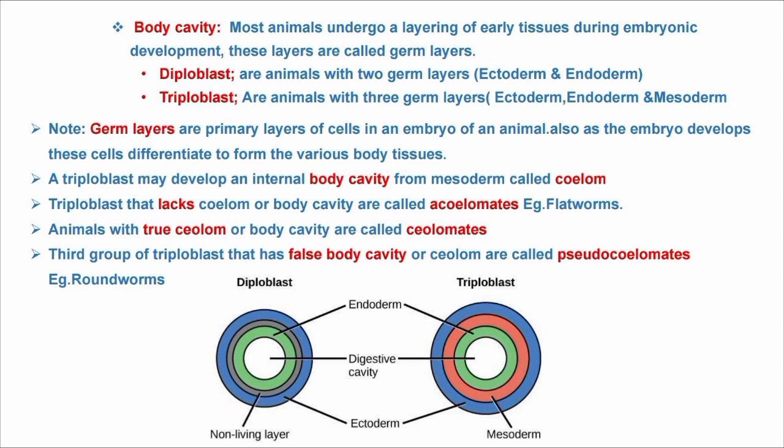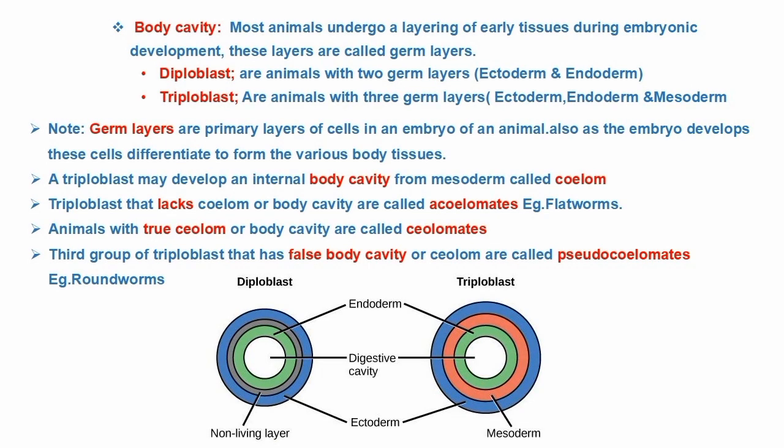There's an endoderm, that is the green one, and there's a digestive cavity or body cavity, that is the circular white one. There's also the ectoderm, that is the blue one. When you hear ecto, it means external. There's a non-living layer under the diploblast, and also there is a mesoderm under the triploblast, that is the red one. So this is an overview of body plans between acoelomates, pseudocoelomates, and coelomates.